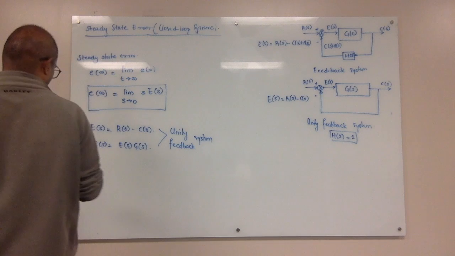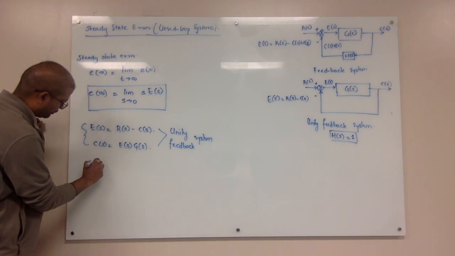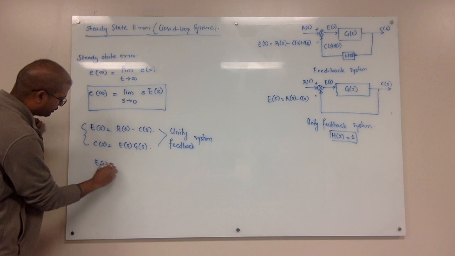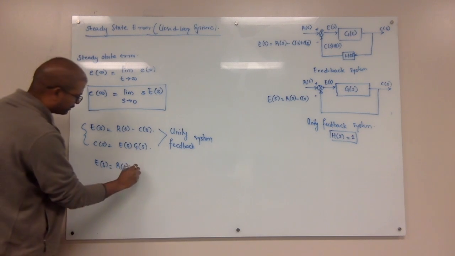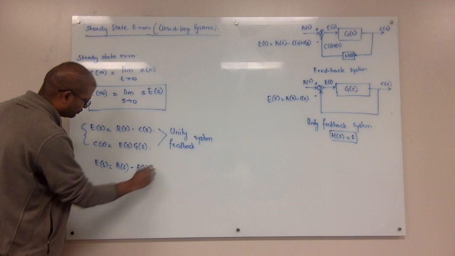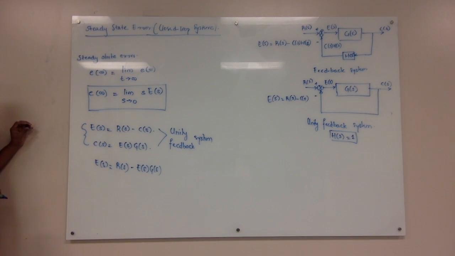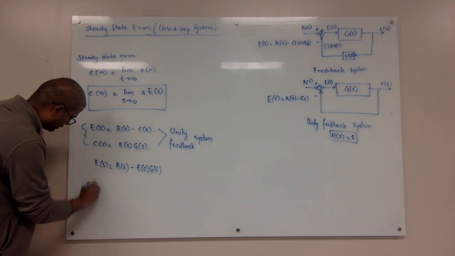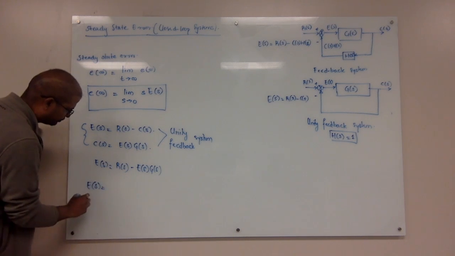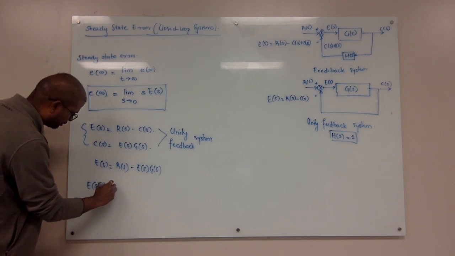Alright? So if you combine, I can write E of S is equal to R of S minus E of S G of S, right? And this will become... Are you trying to solve for E of S? I'm solving for E of S.